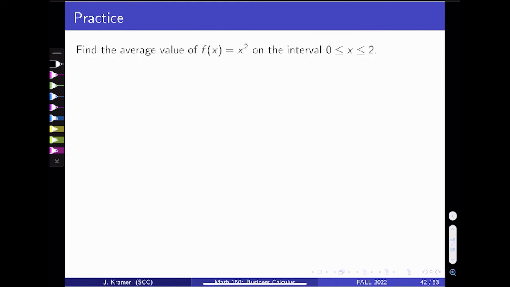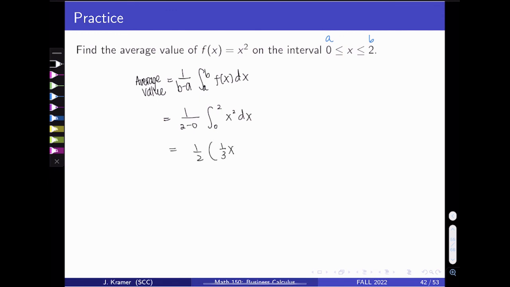So we want to find the average value of f of x equals x squared on the interval from 0 to 2. The average value formula is 1 over b minus a times the integral from a to b of f of x dx. So our a is 0 and our b is 2. And the average value of this function on that interval will be 1 over 2 minus 0 times the integral from 0 to 2 of x squared dx, or 1/2 times 1/3 x cubed plus c.